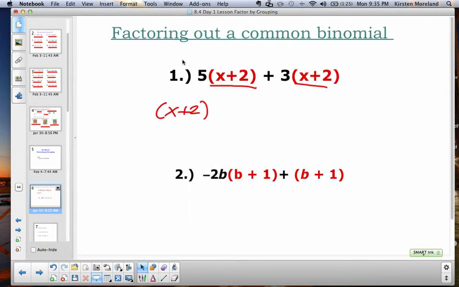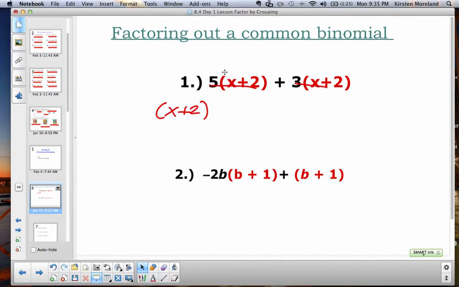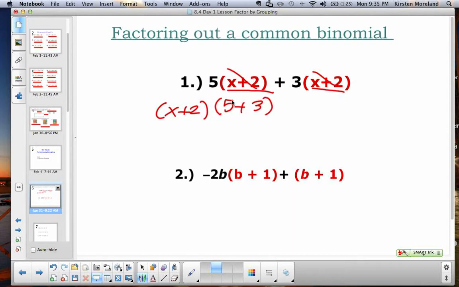Alright, so when I take out the x plus 2, that's gone, and that's gone, so I'm just left with 5 plus 3. Right, so the second one is the same thing. I have a b plus 1 and a b plus 1. And this one really has a 1 in front of it. Don't forget that. So when I factor out the b plus 1, it's gone from here. So I'm just left with the leftovers, which is the negative 2b and the plus 1.